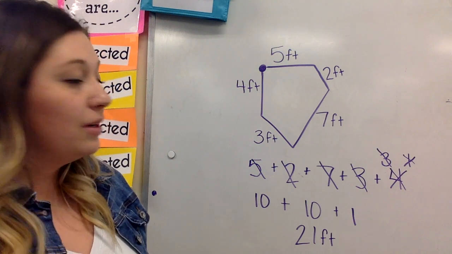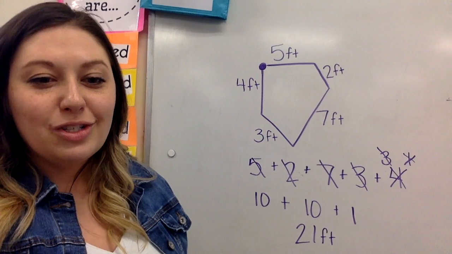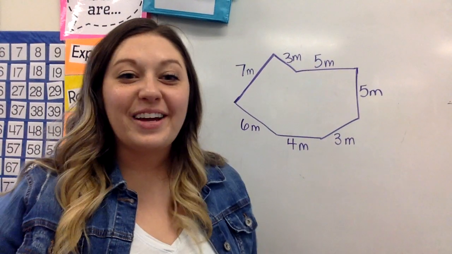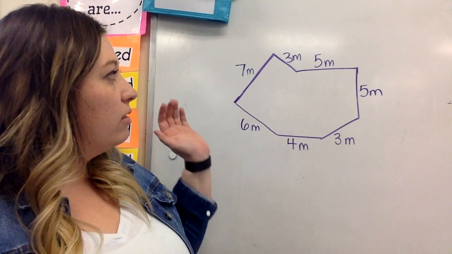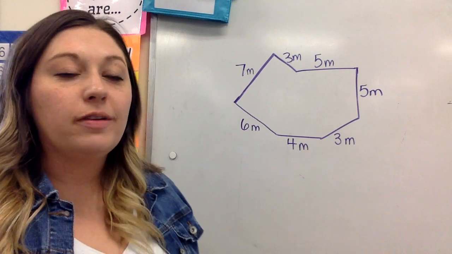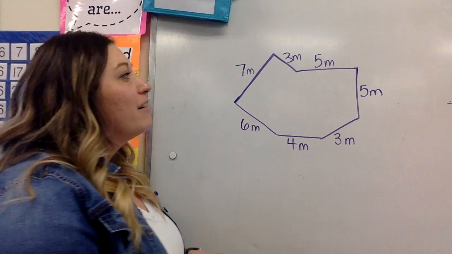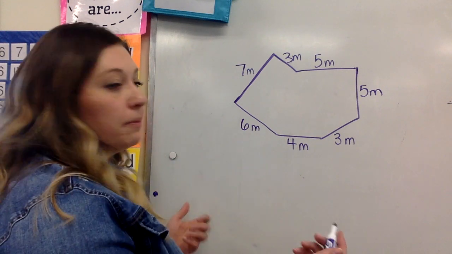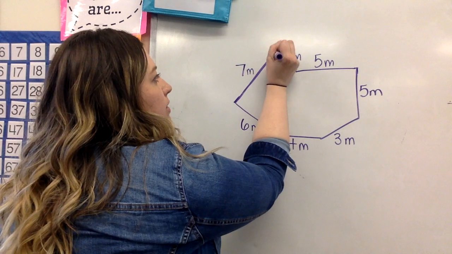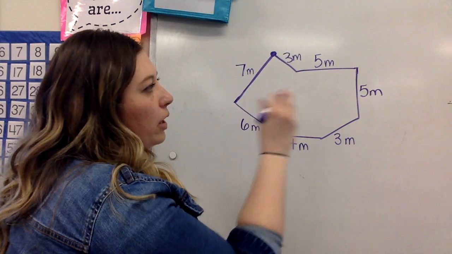I'm going to go ahead and put another one up for you guys so you have one more to see. All right, so our second example shows another shape. All of the sides are there and they all have a unit of measurement, of meters. So I know that my answer is also going to be in meters. I'm going to put my dot so I know where to start and I know where to finish. I'm going to work my way around going clockwise.